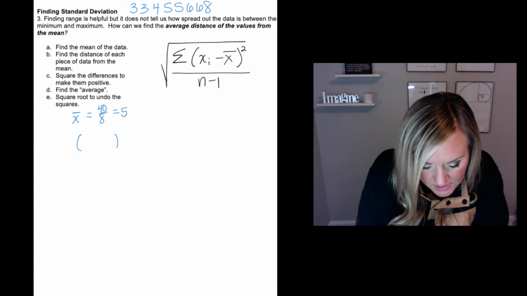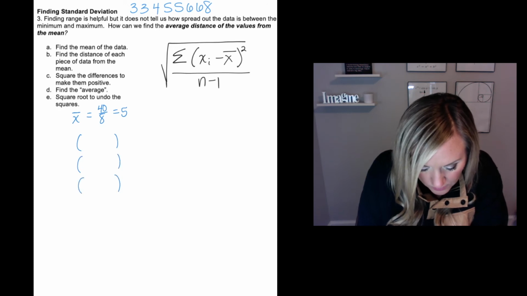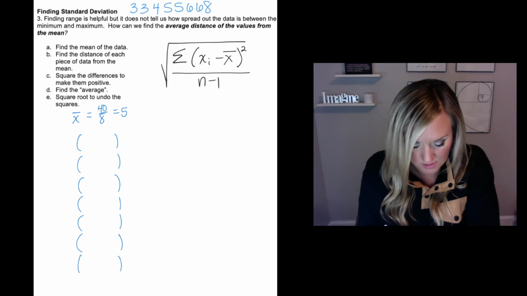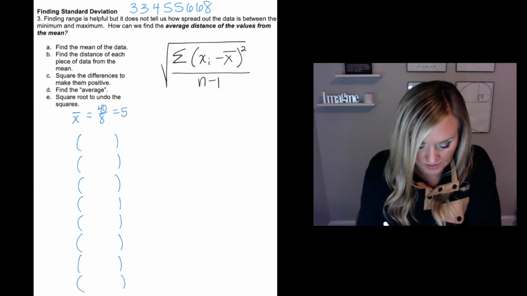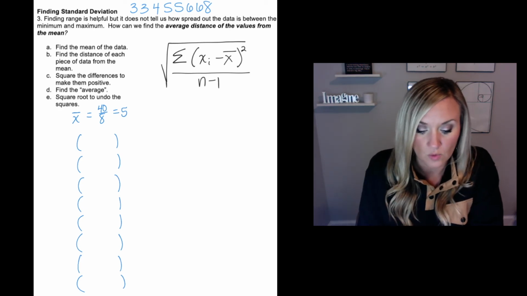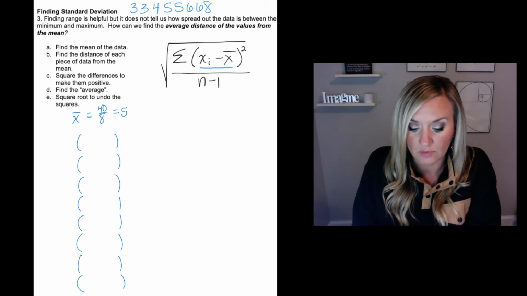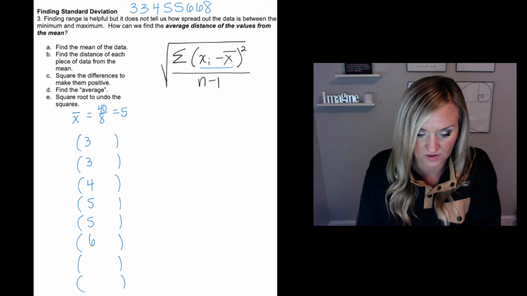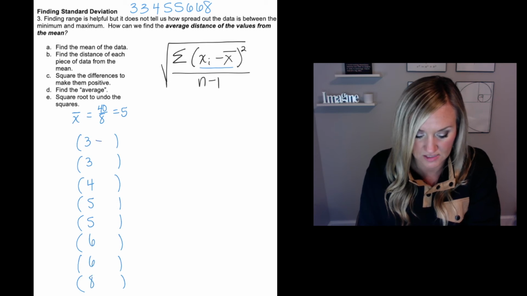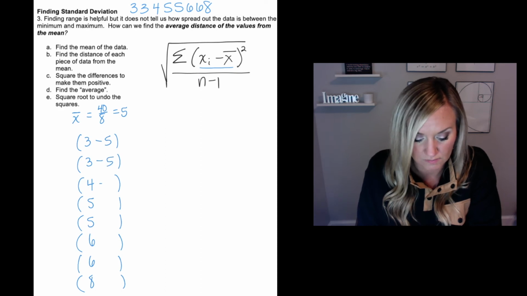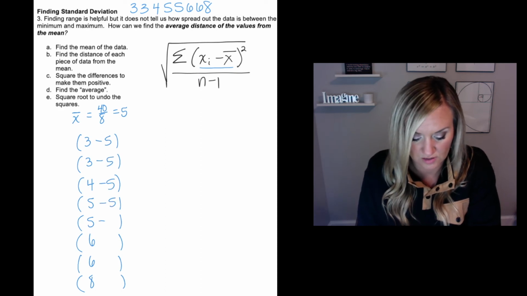So this is how I like to set it up. We have 8 of them, right? 1, 2, 3, 4, 5, 6, 7, and I'm running out of room, 8. Okay, hopefully that all fit in there. So then we are going to take all of our values, the 3, the 3, the 4, the 5, the 5, the 6, the 6, and the 8, and we're going to subtract the mean, which we just found, which is 5.